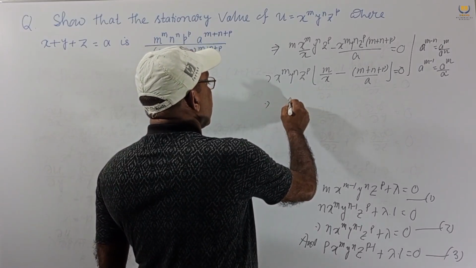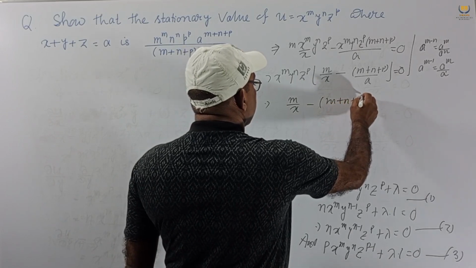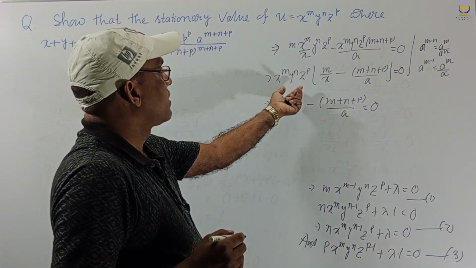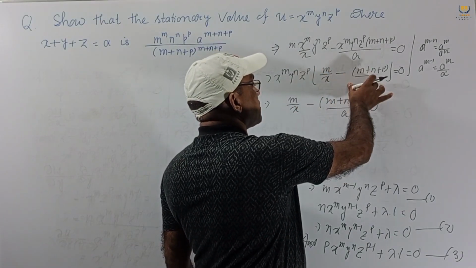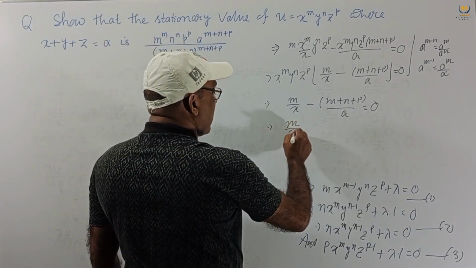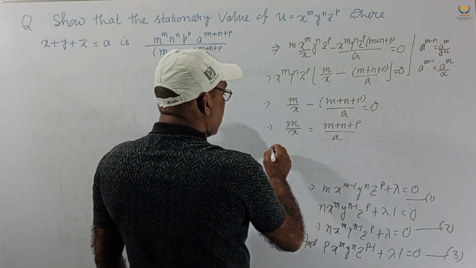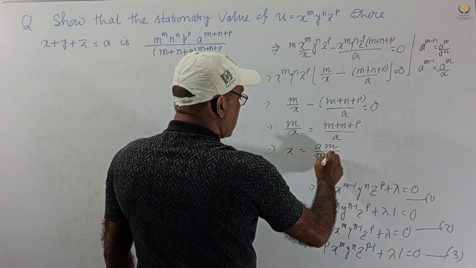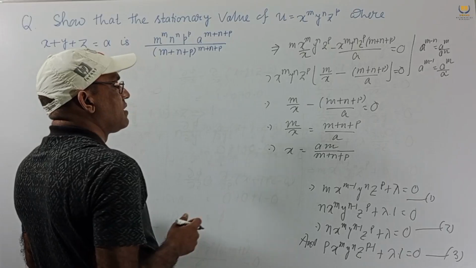So m by x minus (m plus n plus p) by a equals 0, because the other factor cannot be 0. If it is 0, then the whole function will be 0. Product of two functions is 0 means either this equals 0 or this equals 0, but this cannot be 0. So m by x equals (m plus n plus p) by a, and this implies x equals am by (m plus n plus p), multiplying this side and this x that side.